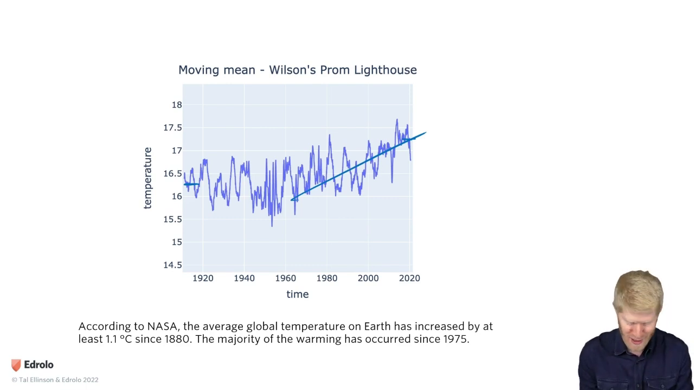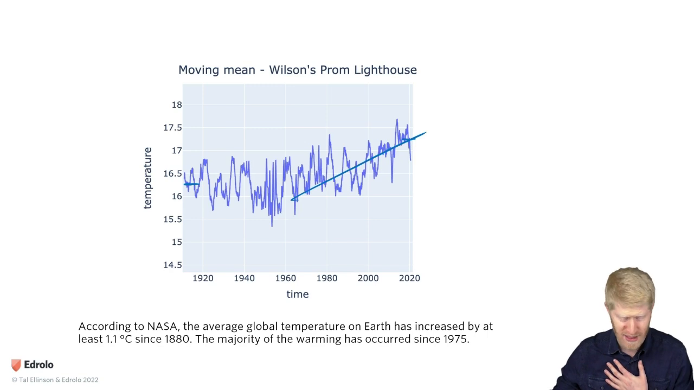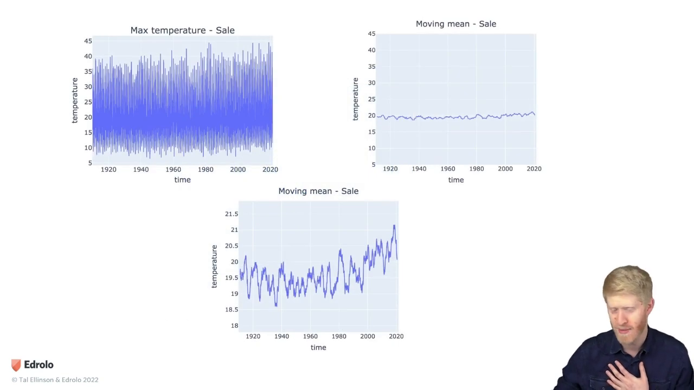I've never done an exploration like this before, and I was very excited. It means significant things for the world, but it was really curious to see. The conversations are around, can we limit to 1.5? Can we limit to 2 degrees? And that's sort of where the world is going. And I thought, well, this worked for Wilson's Prom. Let me check the same thing for Sale. And if you look at Sale, you get the same things as well. So this is the power of moving means. Let's try it today and see what we can find.